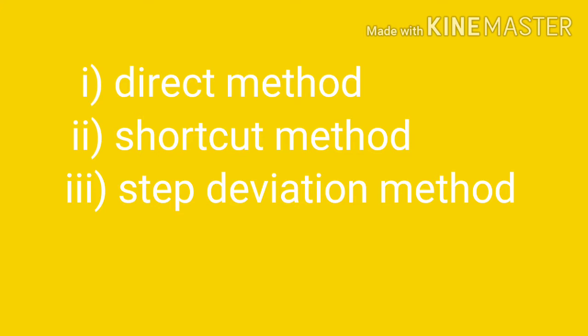Dear students, here are the formulas for the calculation of arithmetic mean. Firstly, for the direct method, x bar is equal to summation of fx upon summation of f. For the shortcut method, x bar is equal to a plus summation of fd upon summation of f. And for the step deviation method, x bar is equal to a plus summation of fd dash upon summation of f, multiplied with the common factor c.